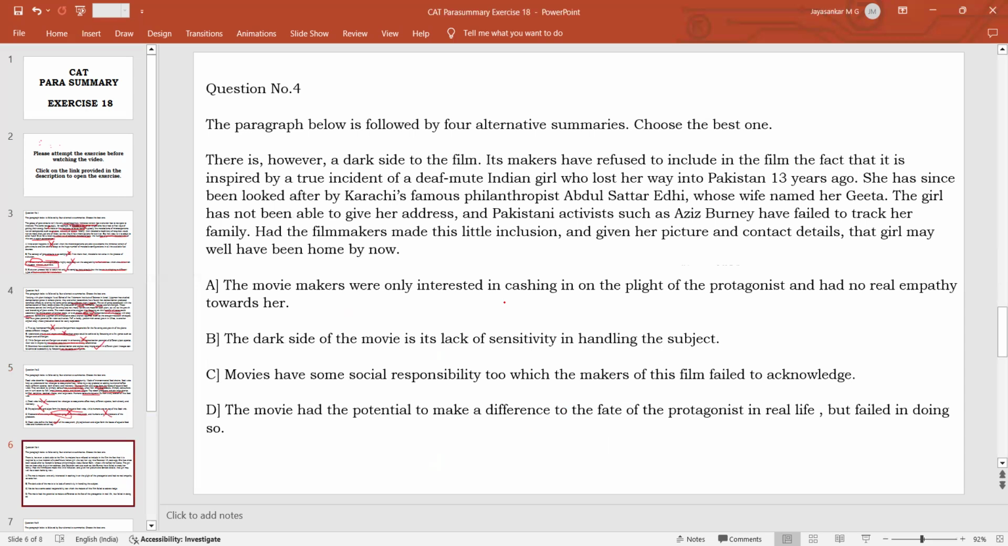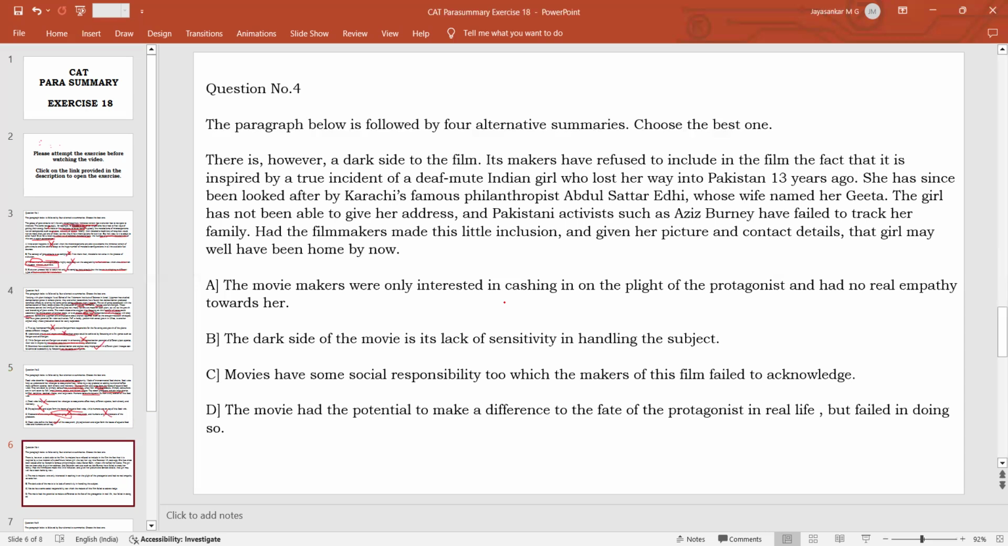So the fourth one is talking about a movie shot by a Pakistani movie director. It is talking about a deaf mute girl who lost her way and reached Pakistan. There she was rescued by a Pakistani family. Since she was deaf mute, they were not able to get any details out of her. So they named her Geeta. And then many people tried to locate the whereabouts of this girl, but they were not able to do that. And the film is talking about that.